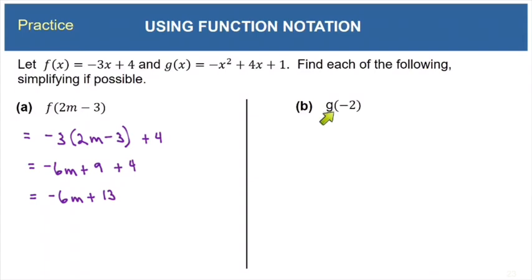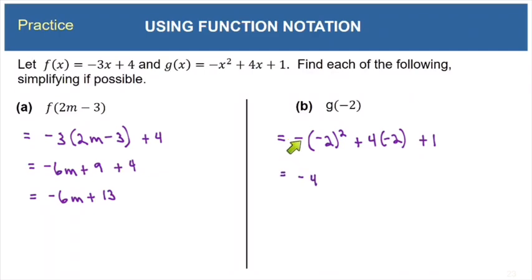Then in part B, we have g of negative 2. So we'll be using the g function, and we're replacing the x with negative 2. So g of negative 2 is going to equal negative 2 squared plus 4 times negative 2 plus 1. Now again, remember you have to do your exponents before you deal with this negative. We can't say negative times negative 2 is positive 2 yet because we have to do the exponents first. Negative 2 times itself will be positive 4, and then this negative is still there.